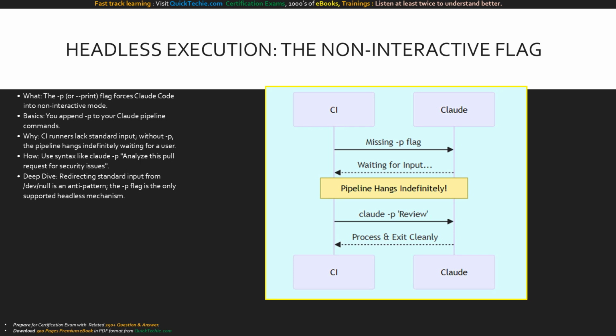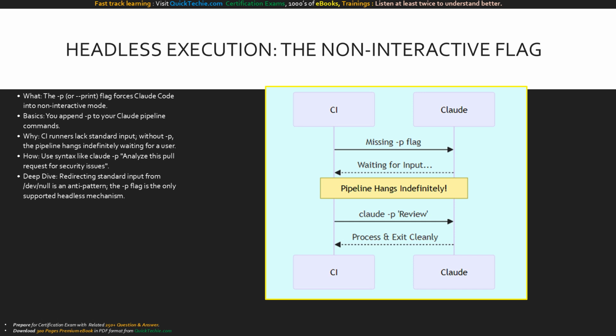When moving to a CI/CD environment, the most critical execution mechanic is the -p flag, which forces non-interactive mode. What happens if you forget it? Your pipeline will hang indefinitely because the runner is waiting for user input that will never come. The basics are simple. Append -p to your Claude commands. Why is this so strict? Because CI environments are headless. They cannot provide interactive standard input. How you implement this is by wrapping your prompt, for example, claude -p "analyze this pull request".